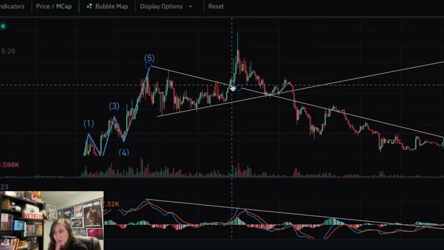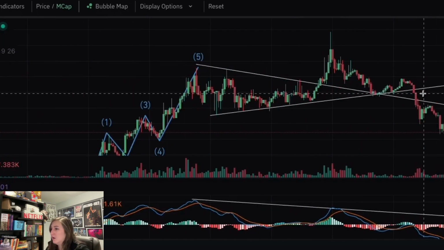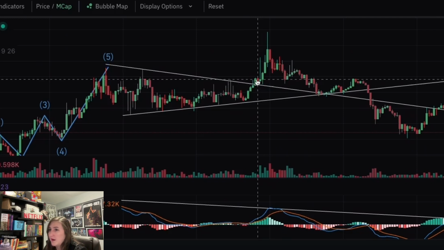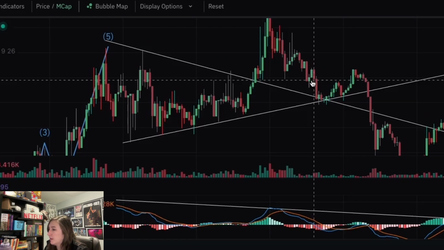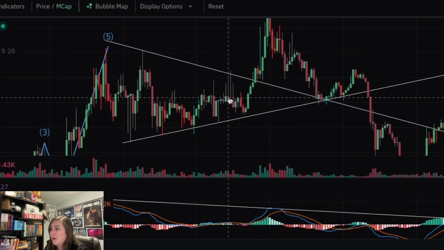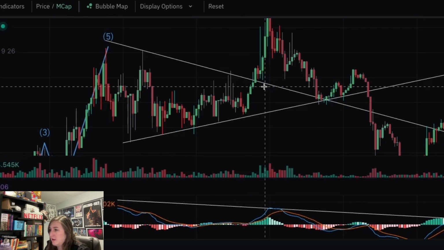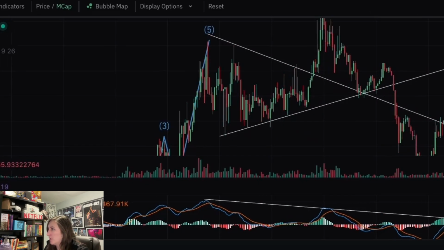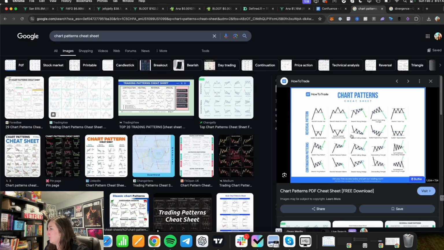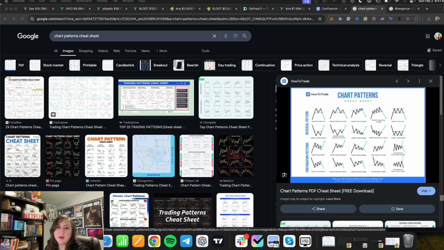So it broke out of that triangle, and you can see once you saw that little breakout, we're on the 1 minute. You saw this green candle, you could have put your entry right with that trend line there. I missed it a little bit, but you could have done that. Triangles I'm going to have to get more into, but there's a bunch of different chart patterns like this one.